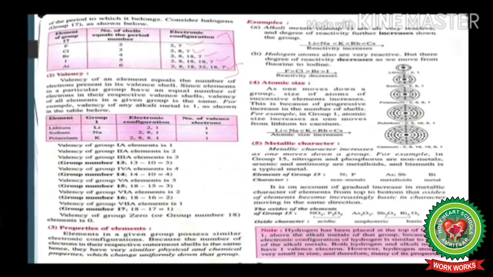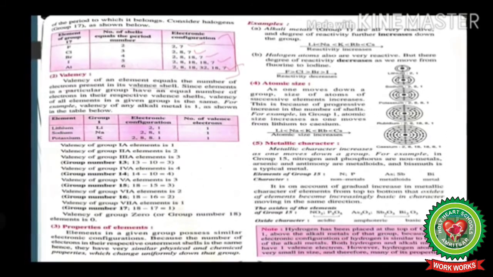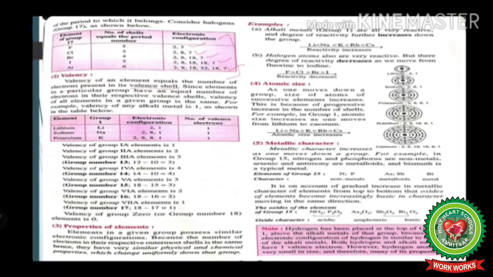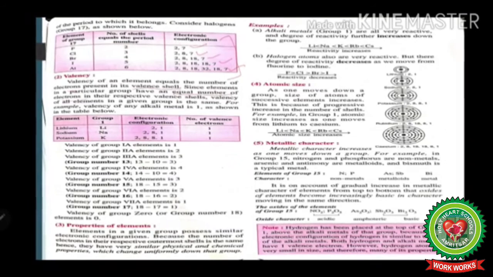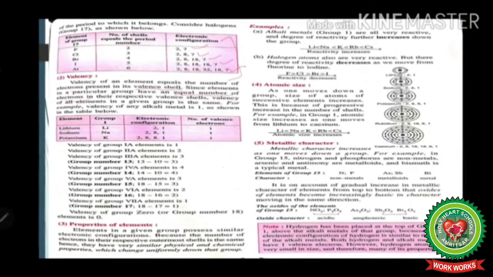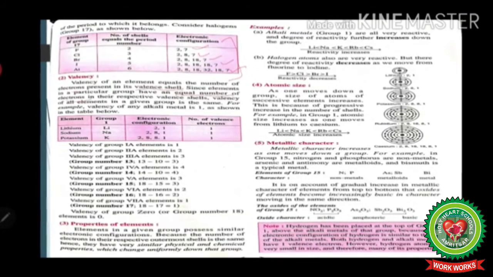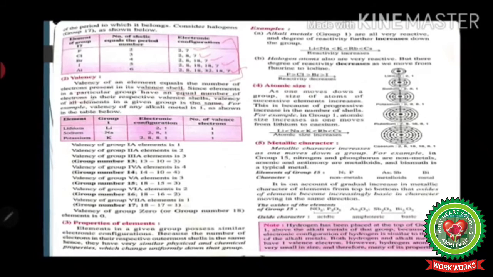Next is valency. Valency of an element is equal to the number of electrons present in its valence shell. Since elements in a particular group have an equal number of electrons in their respective valence shells, the valency of all elements in a given group is the same.